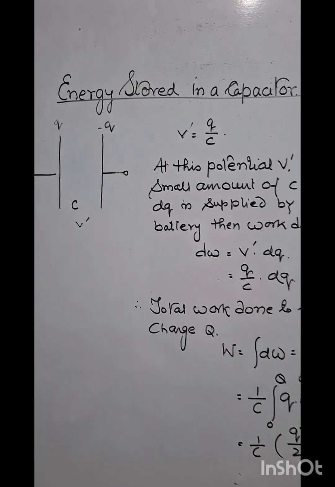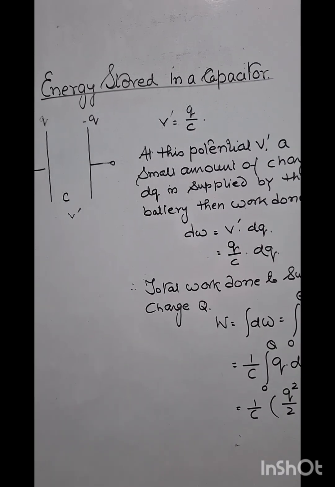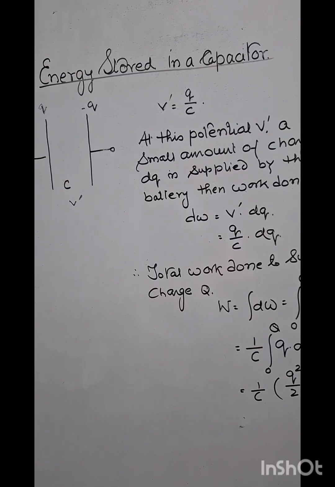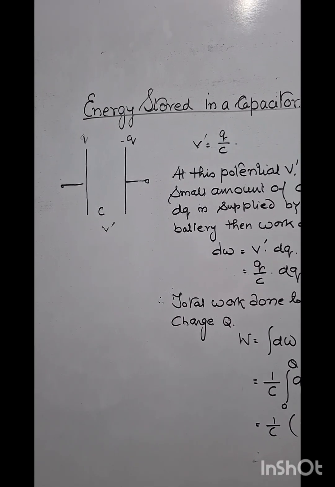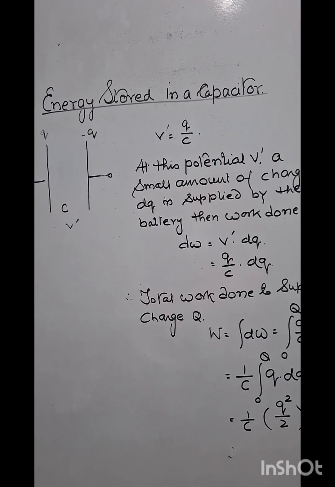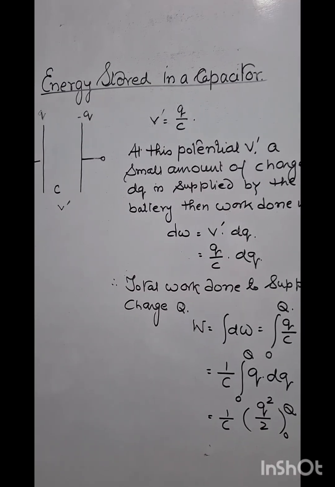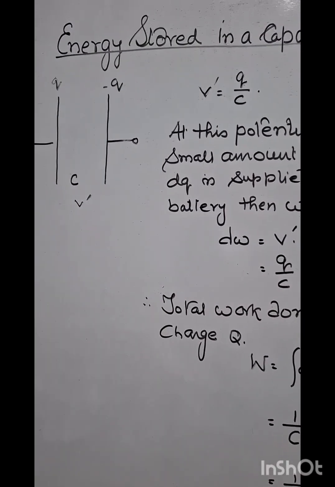Energy is stored in a capacitor. When a capacitor is charged by a battery, work is done by the battery. This work is stored in the capacitor in the form of electrostatic potential energy.